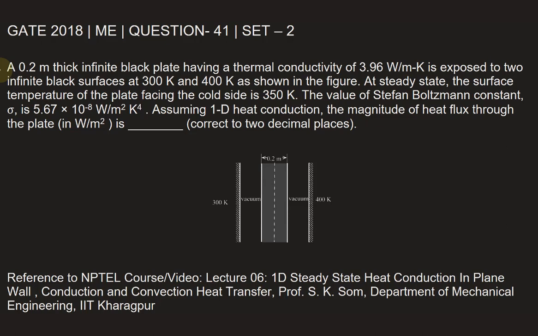The value of Stefan-Boltzmann constant sigma is 5.67 into 10 to the power minus 8 watt per meter square Kelvin raised to 4. Assuming one-dimensional heat conduction, the magnitude of heat flux through the plate in watt per meter square is dash. Let's find out.